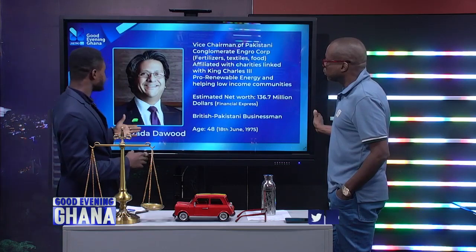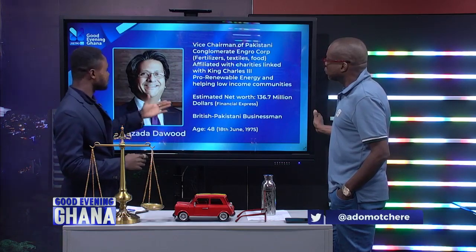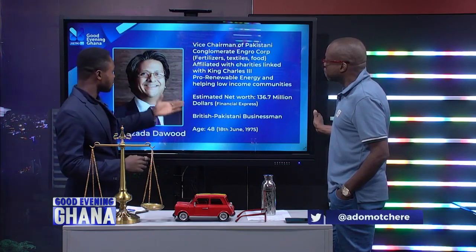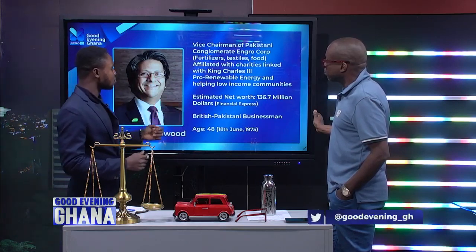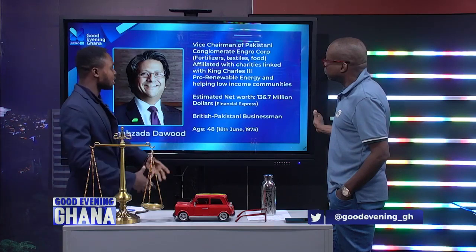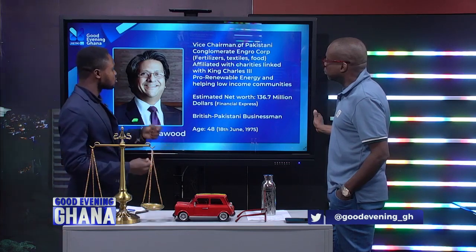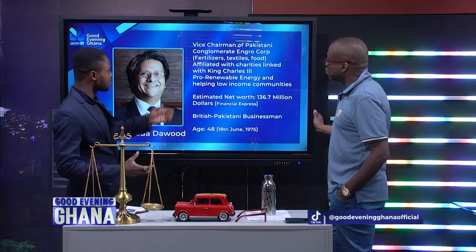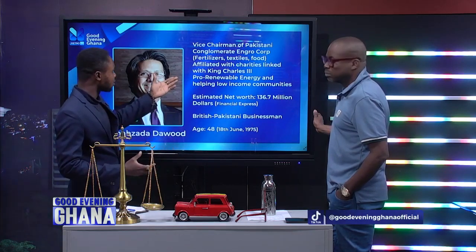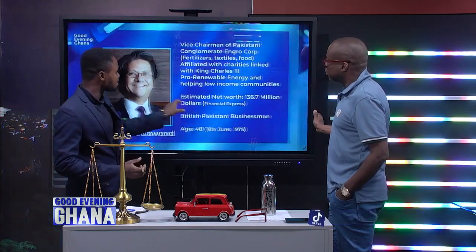And this is Shahzadeh Dawood. He was a British-Pakistani businessman, worth about $136.7 million. He was into renewable energy and he was very passionate about helping low-income communities rise out of poverty. He was also linked to some charities linked with the current King of the United Kingdom, King Charles III. He was also the vice chair of a conglomerate that was into fertilizers, textiles, and food.